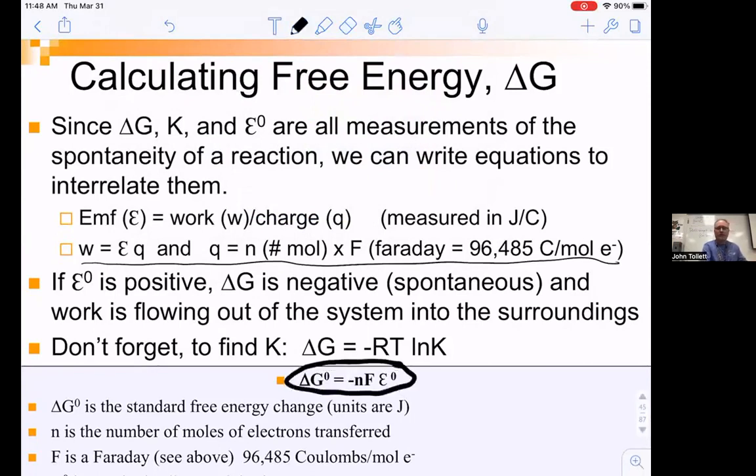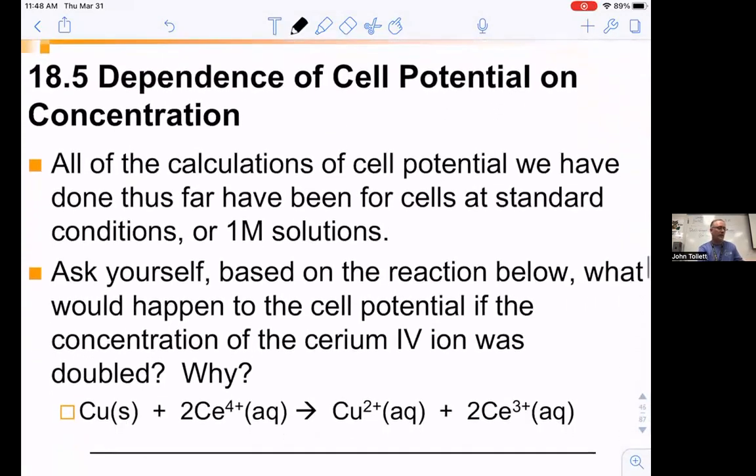We call it the NFE equation, usually for short. Delta G is negative the number of moles of electrons, times Faraday's constant, which is 96,485 coulombs per mole of electrons, and then your E cell value, which is in voltage. And so you can use that to calculate what your delta G would be if you know your cell potential. The negative sign there, of course, will flip the sign of your cell potential, so your delta G would in fact be negative.